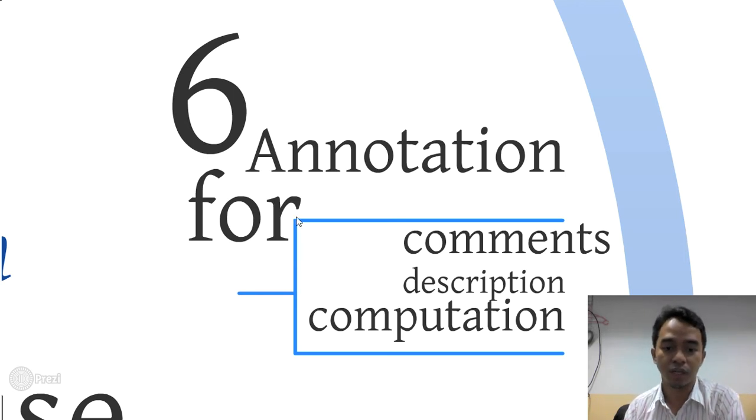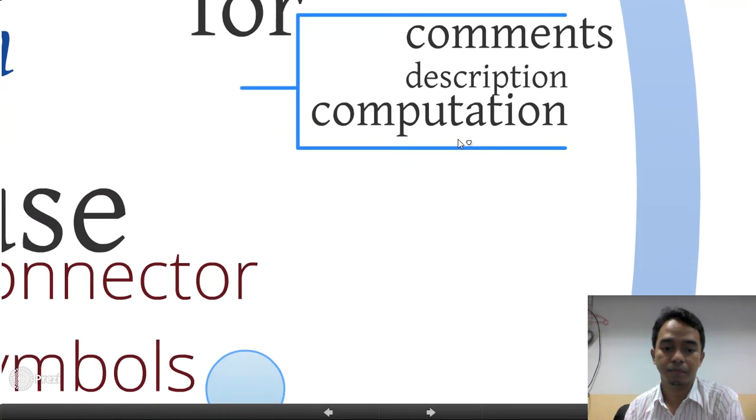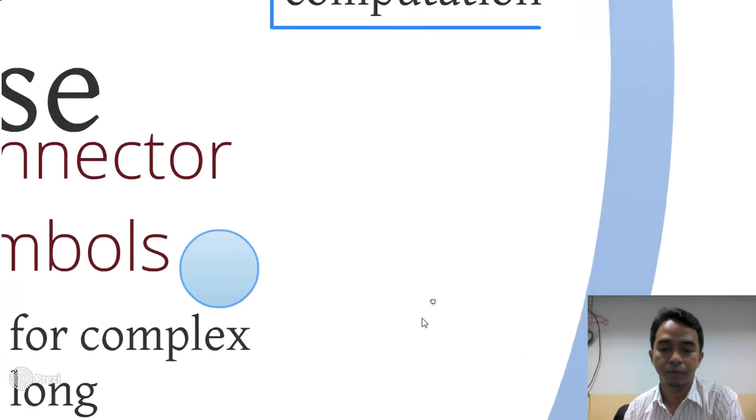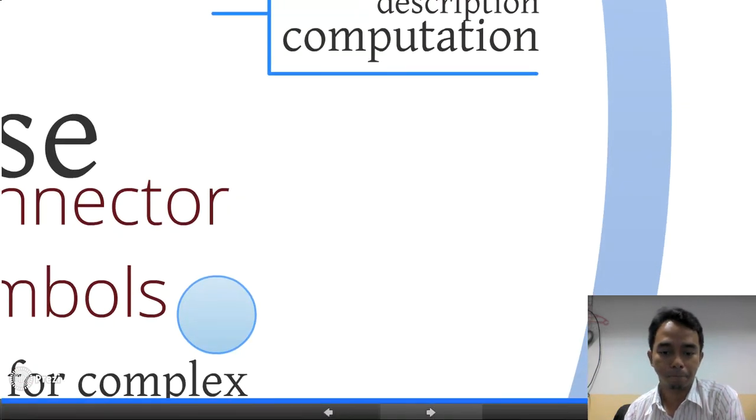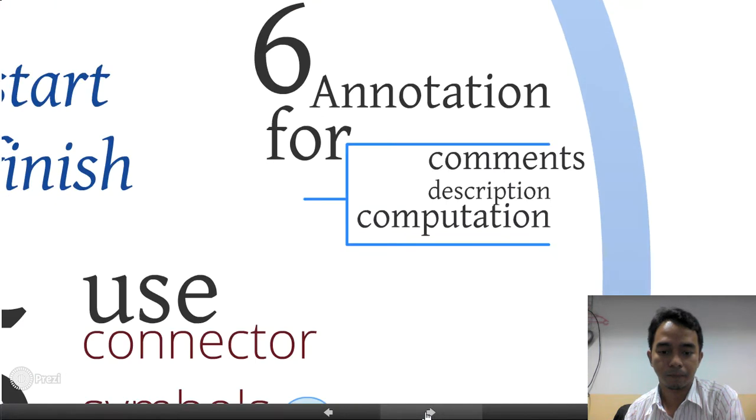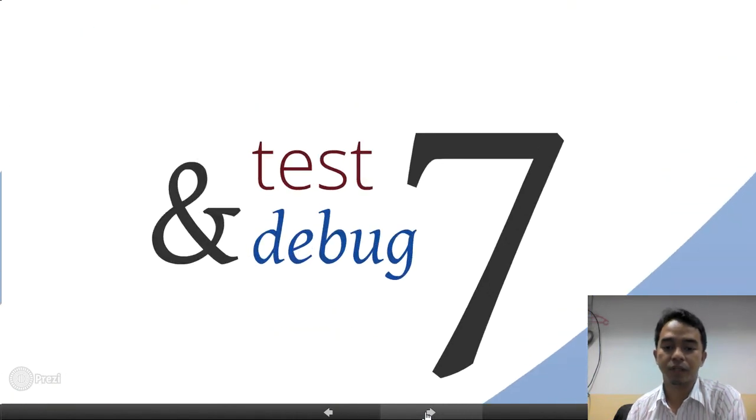We just use something similar to a fork, and inside it we will write our information or a comment. This is actually useful whenever we have some examples or some computations. And then the last one is we need to test our flowchart and we need to debug if there is a mistake.